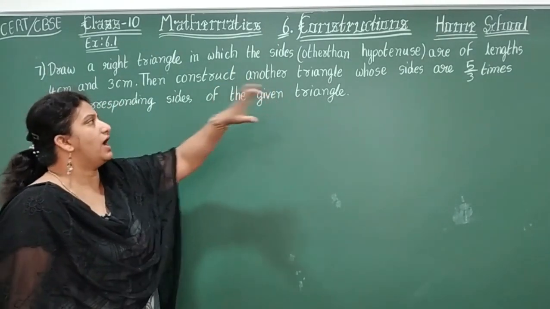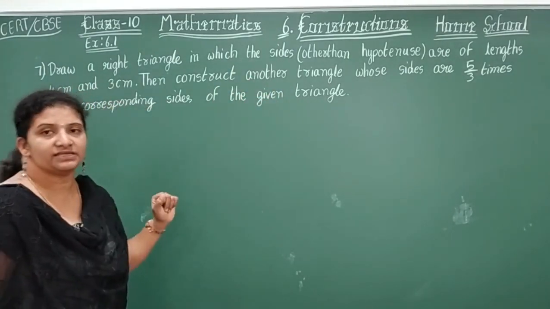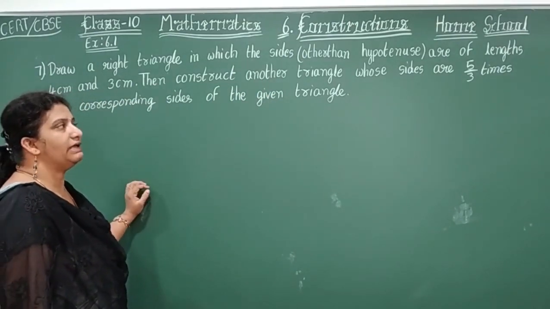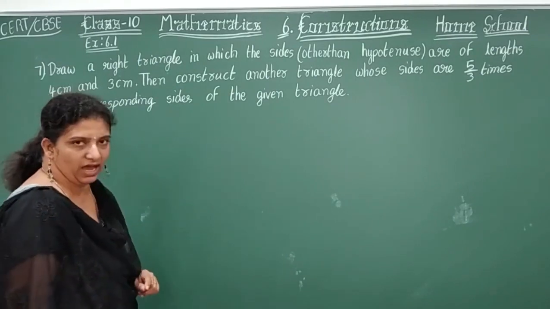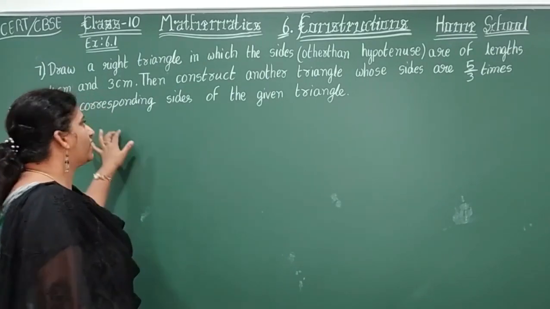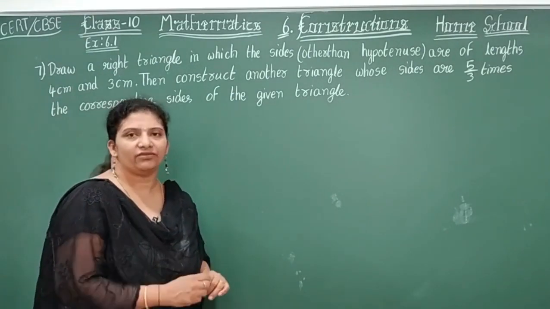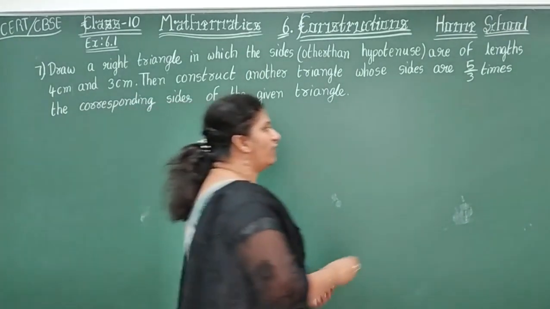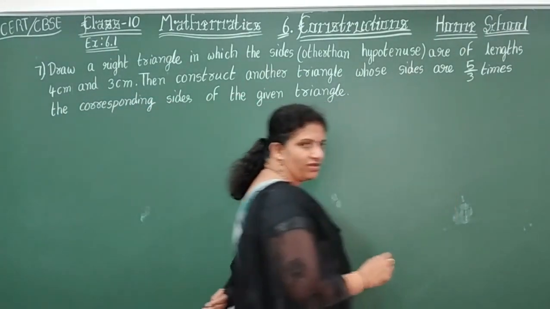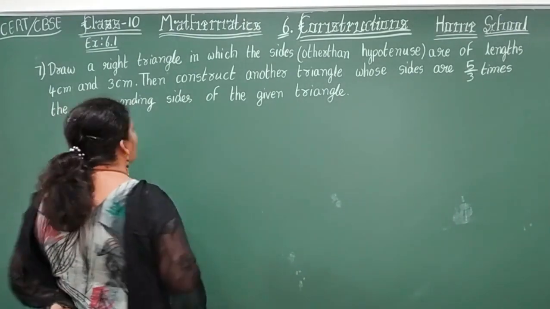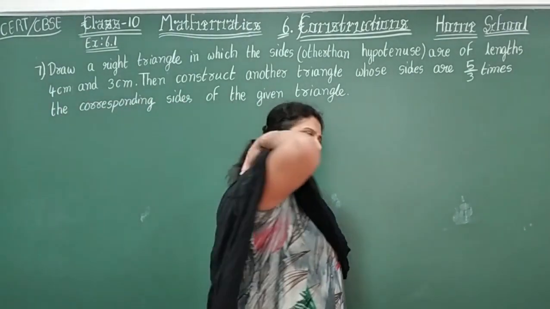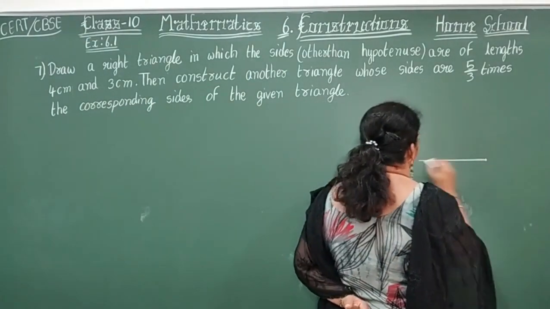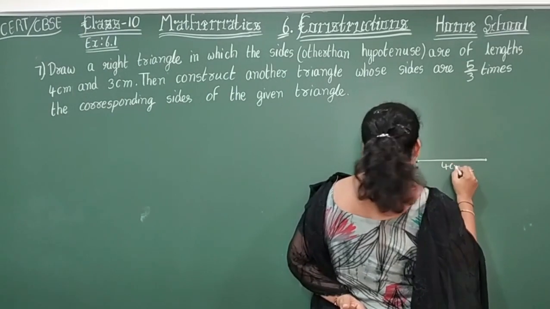The sides are of lengths 4 centimeters and 3 centimeters. Then construct another triangle whose sides are 5 by 3 times the corresponding sides of the given triangle. So here first let's see the rough figure, children. How to do here? 2 sides they have given. What are the 2 sides here? 4 centimeters and 3 centimeters. Okay. So let me take a base of 4 centimeters.